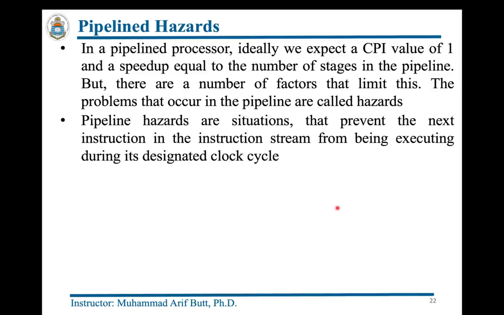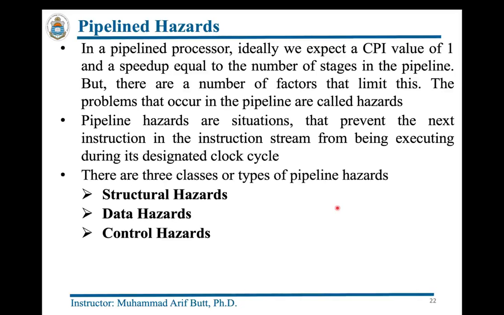Pipeline hazards are actually situations that prevent the next instruction in the instruction stream from executing during the designated clock cycle. And there are 3 different classes or types of pipeline hazards: structural hazards, data hazards, and control hazards. Let me talk about them one by one.